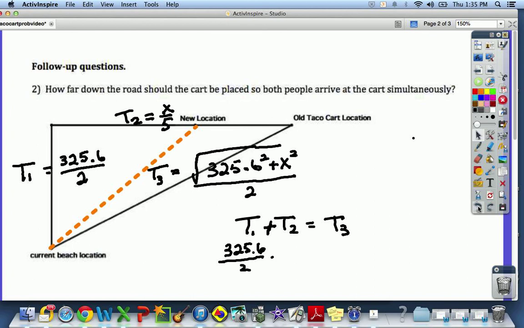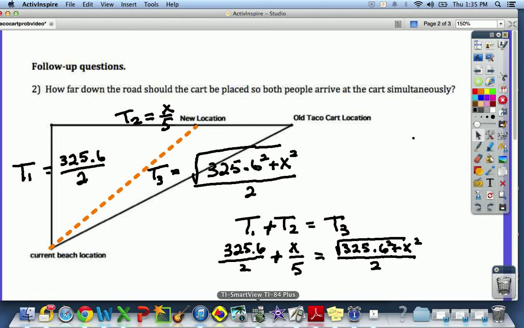Time 1 we've already calculated. Time 2 we've calculated. And time 3 we've calculated. So we have this equation, which is a little bit odd to calculate. A neat way that we can solve this problem is simply using our knowledge of finding solutions graphically.